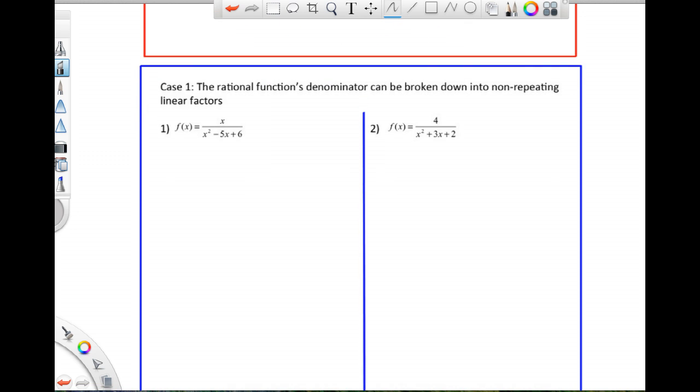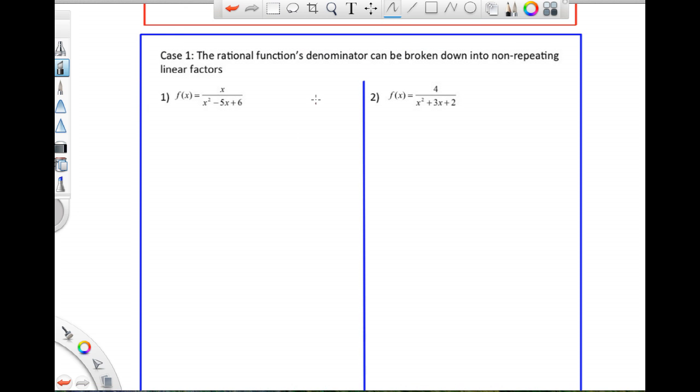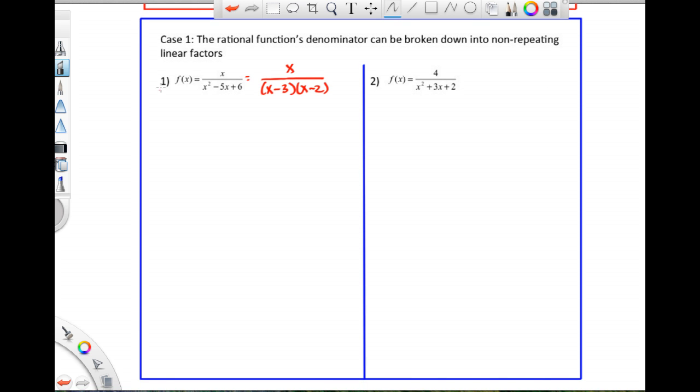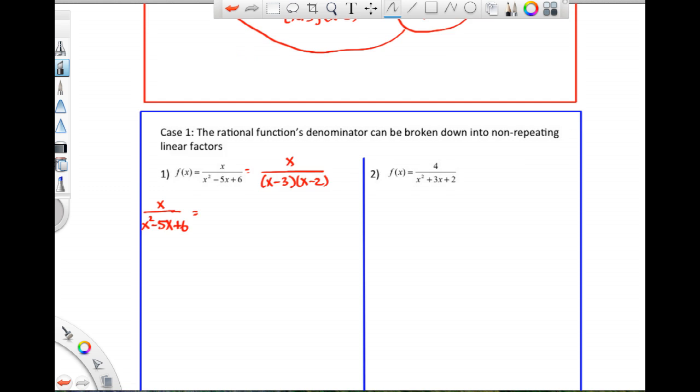Well, let's go look at an example. The first case we're looking at is when the rational function's denominator can be broken down into non-repeating linear factors. Keep in mind that x squared minus 5x plus 6 can be written as x minus 3 times x minus 2. So x minus 3 is a linear factor, and so is x minus 2, and they're non-repeating. I don't have an x minus 3 twice, for example.